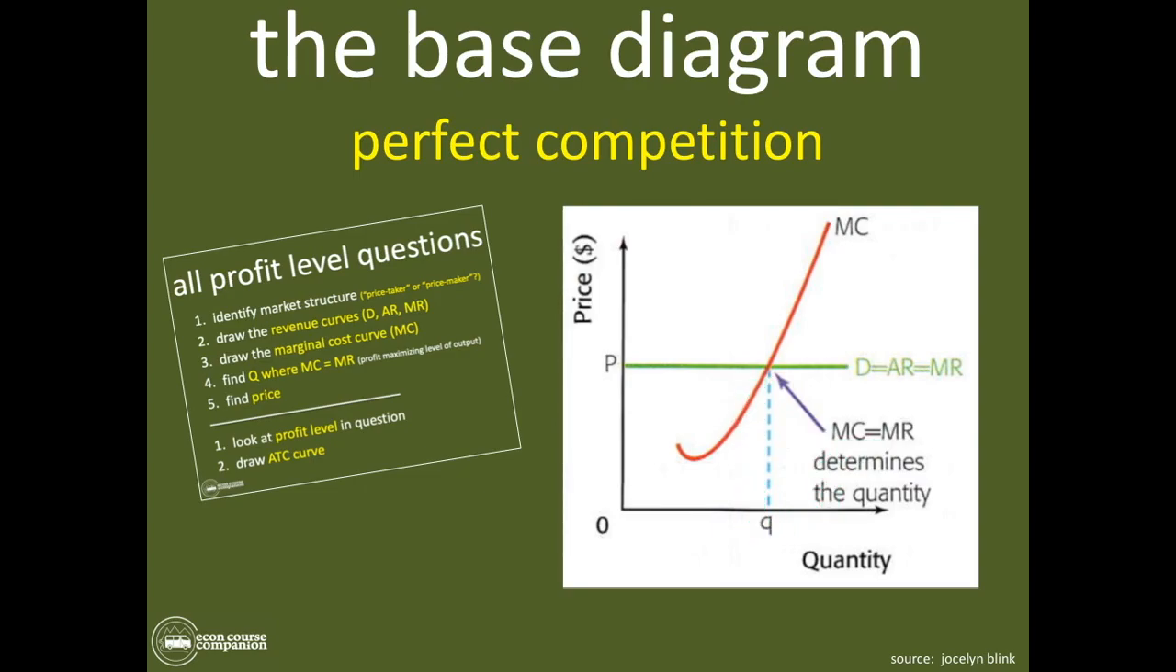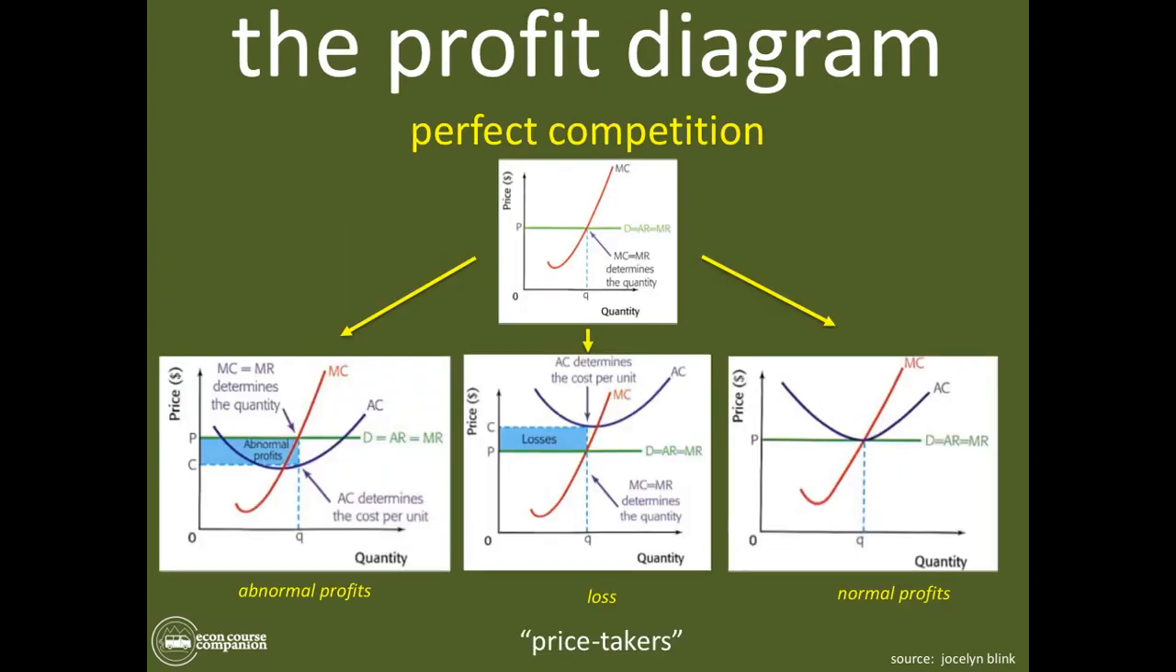Now, regardless of the level of output that the question's going to ask you, whether it's loss, abnormal profit, or normal profit, you start with the same diagram. It's this diagram. If you just know this diagram, you will very easily be able to show the level of profit accurately. Check out this next slide. Wow, what's that? This is the ultimate slide for your studies of profit diagrams in perfect competition.